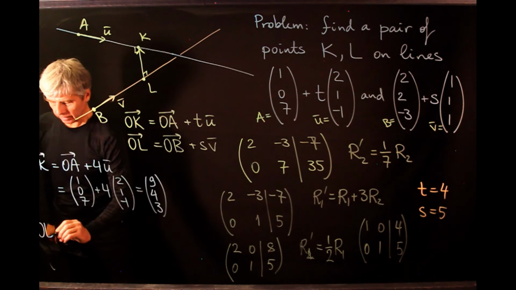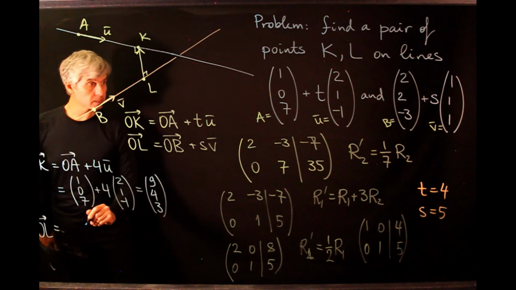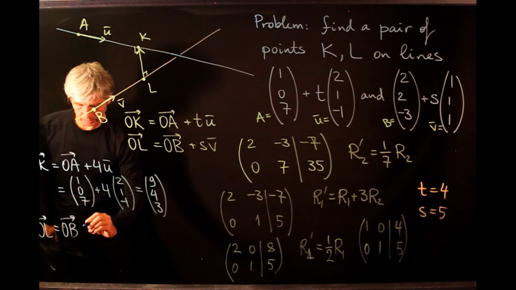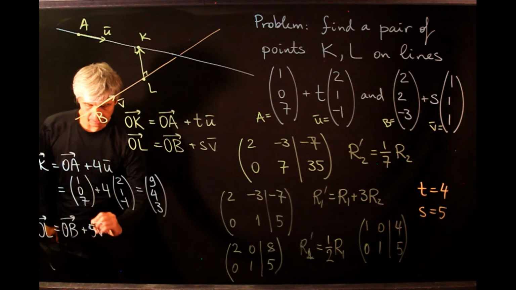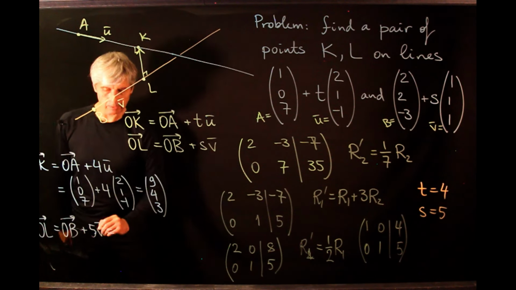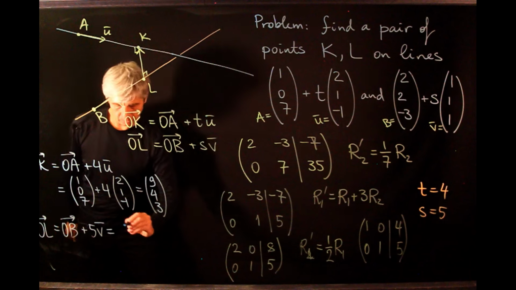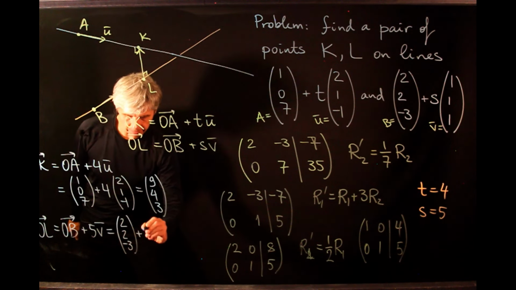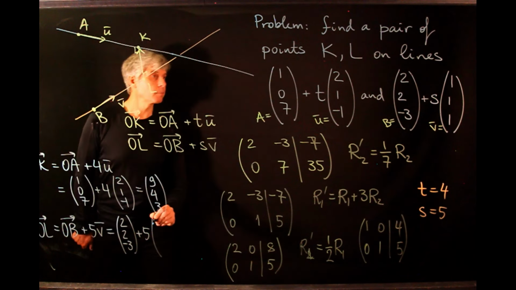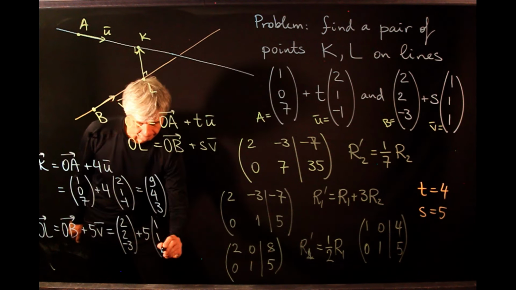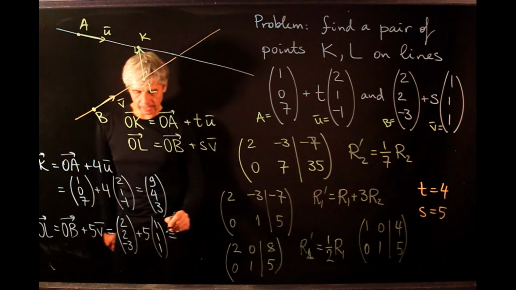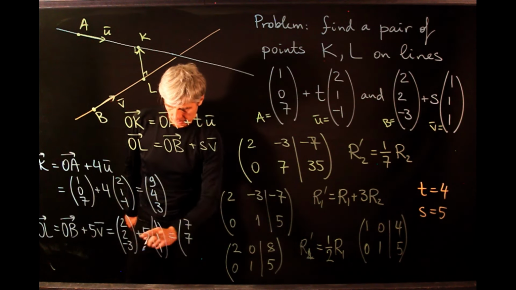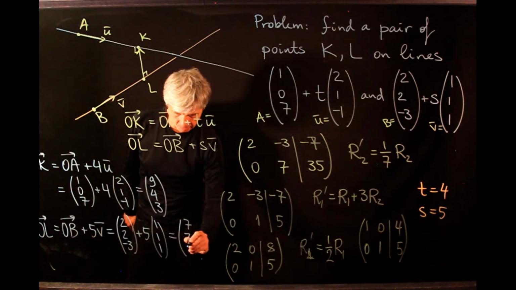And OL is OB plus 5V. And so that is 2, 2, negative 3 plus 5 times 1, 1, 1. So that is 7, 7, and 5 minus 3, that's 2.